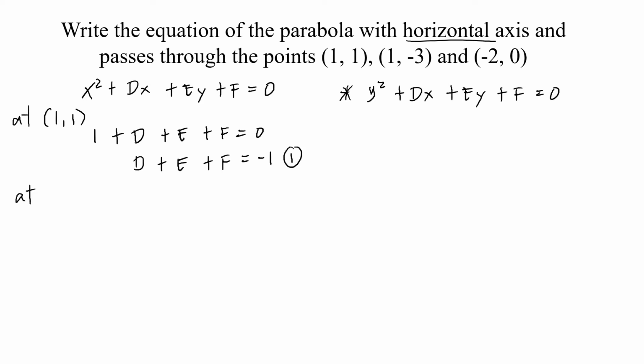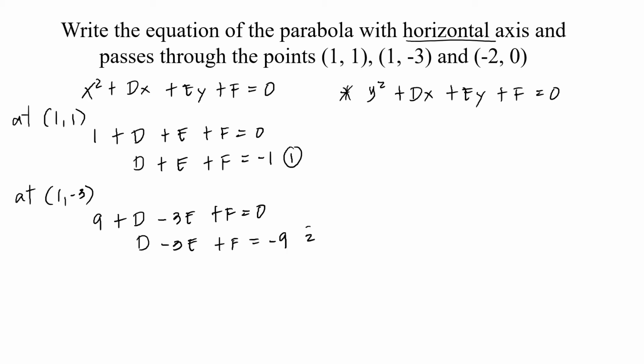Next, let us use the point (1, -3). So we have negative 3 squared, that's 9, plus d times 1, plus e times negative 3, so we have minus 3e, plus f equals 0. Then we have d minus 3e plus f equals negative 9. Let this be our equation 2.